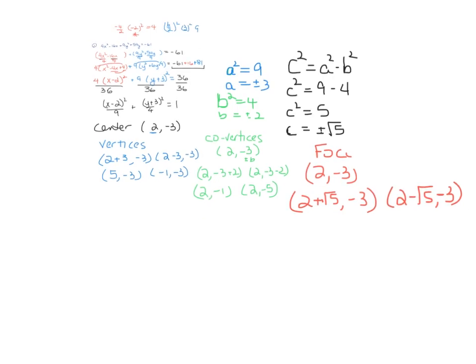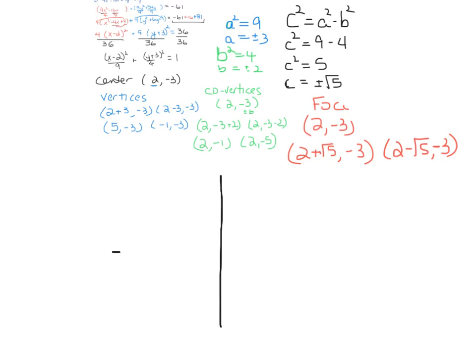We're going to graph. First thing I can do is graph the center point. So my center is at the ordered pair (2, negative 3). The next thing I'll graph are the vertices, and the vertices are at (5, negative 3) and at (negative 1, negative 3). Next, I'll graph the covertices, and they're at (2, negative 1) and (2, negative 5).